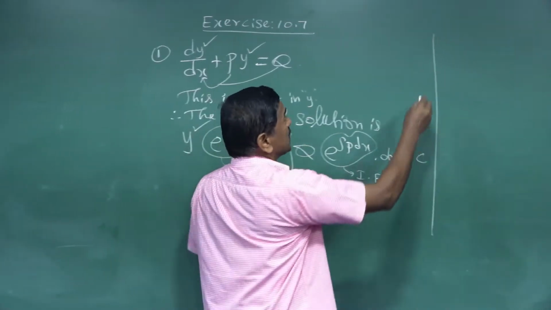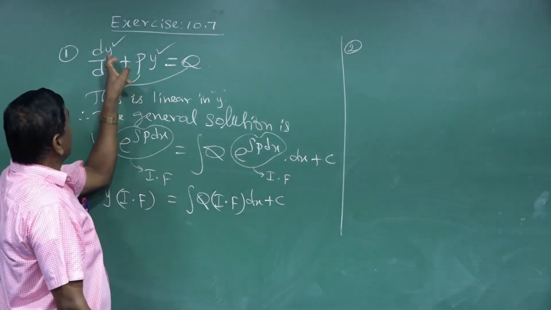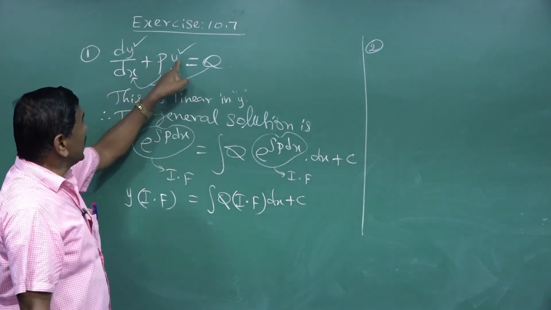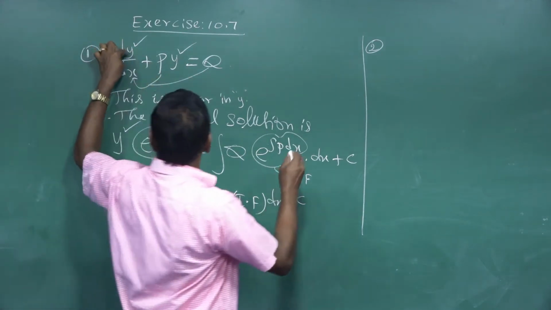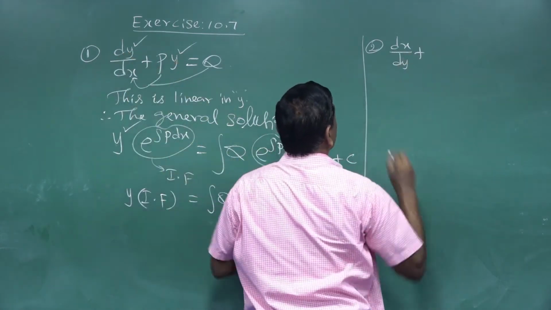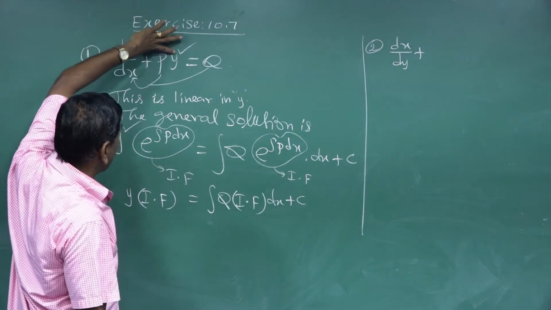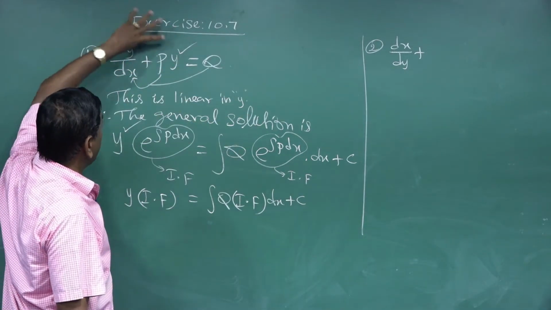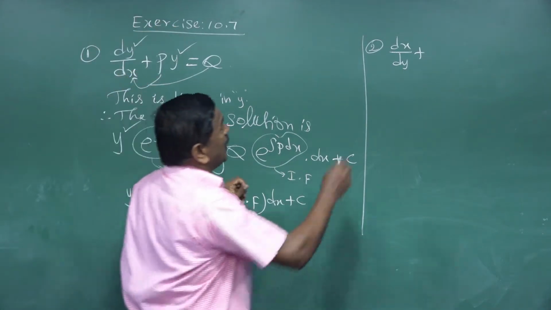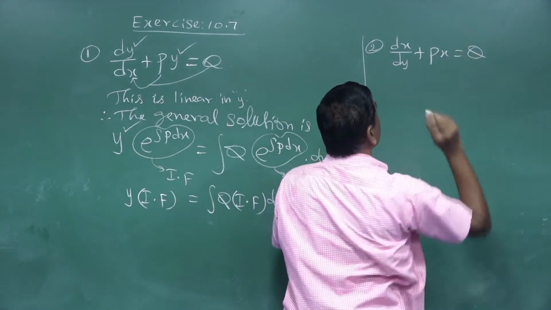Okay. Now listen, the second one is differential of y. Next model, differential of x. The second model is given by differential of x, dx by dy. Here differential of y means y. Now next model, differential of x means x, and here y is opposite, here dx. Likewise, here differential of x, dx by dy plus px is equal to q.